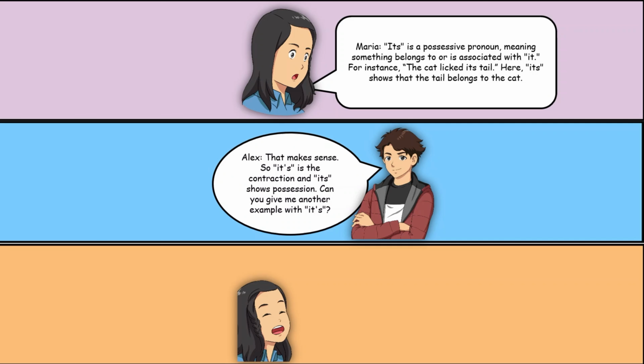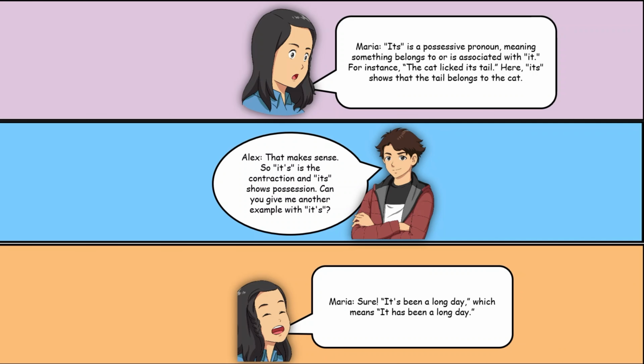That makes sense. So, it's with an apostrophe and s is the contraction and its without an apostrophe shows possession. Can you give me another example with it's? Sure. IT apostrophe s been a long day. That is, it's been a long day, which means it has been a long day.